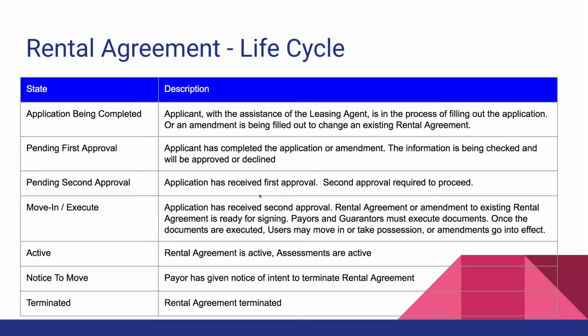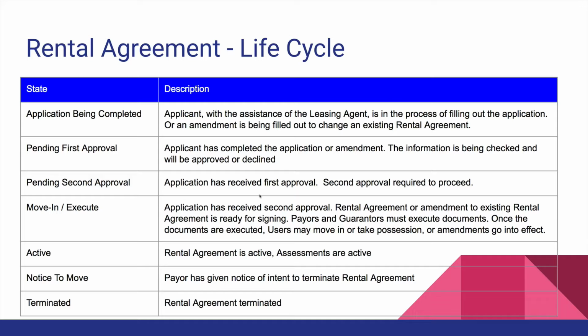The next state is pending first approval. This means that all the information has been put into the system, it's being checked, and will either be approved or declined. The next state is pending second approval. This means that the first approval was made and now a second approval is required to proceed. Next is the move-in/execute state. This means that all the approvals have been made and that the new rental agreement or the amended rental agreement is all ready for signing.